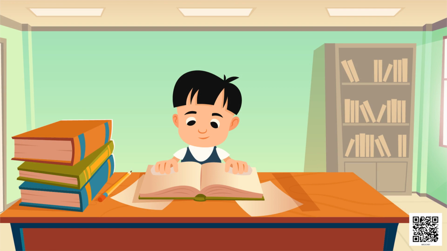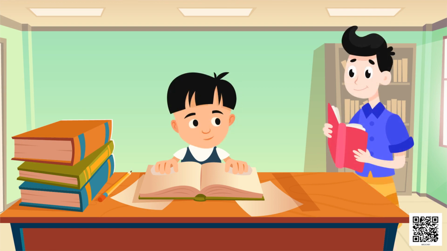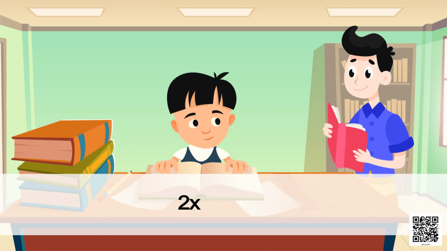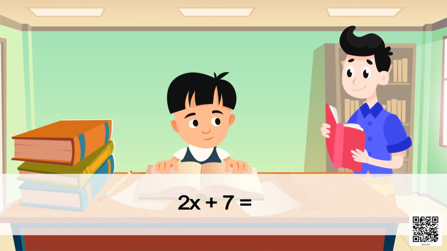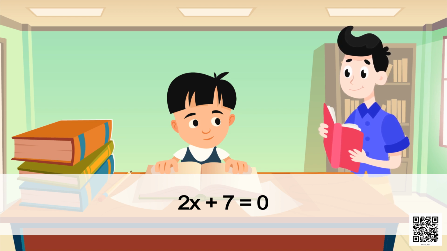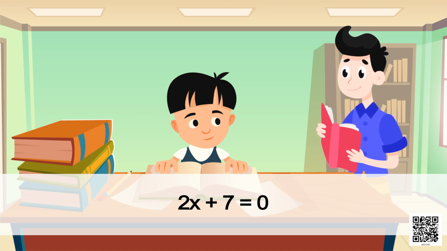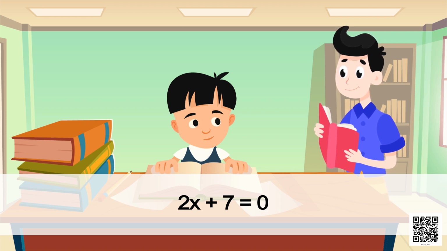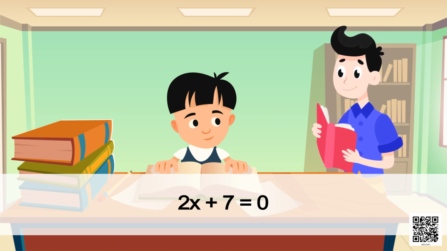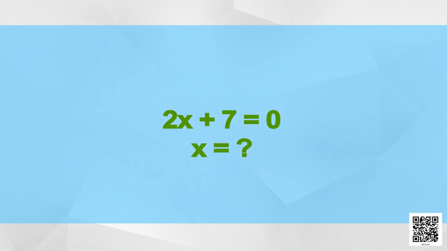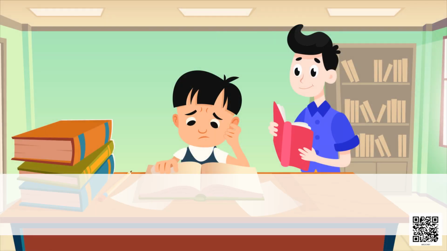Once he was trying to solve a few equations. His classmate gave him an equation to solve. The equation was 2x + 7 = 0. That is, he had to find a value of x for which the left hand side of the equation becomes equal to the right hand side. After thinking for a while, he found that there is only one such number which satisfies the given equation, and that number is -7/2.